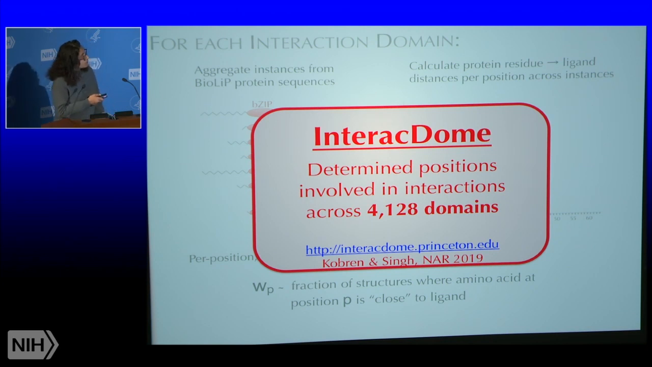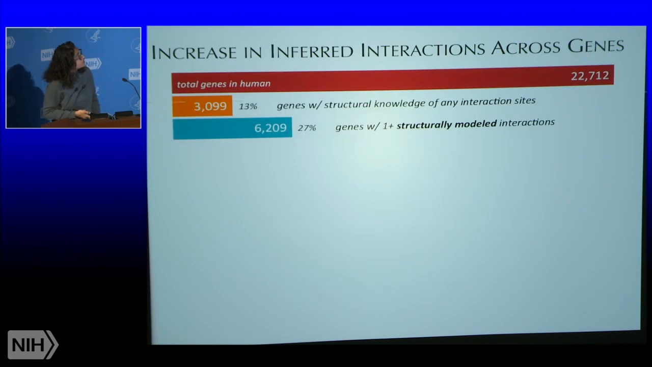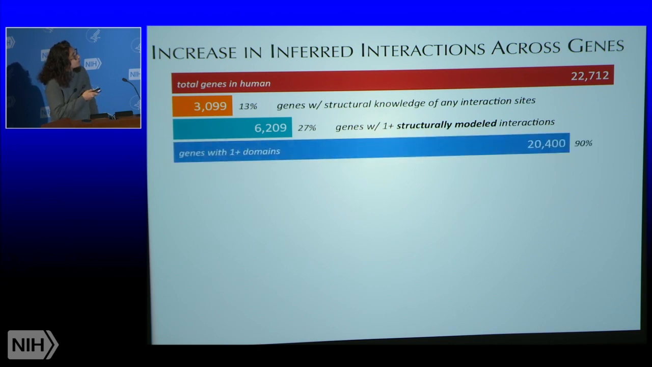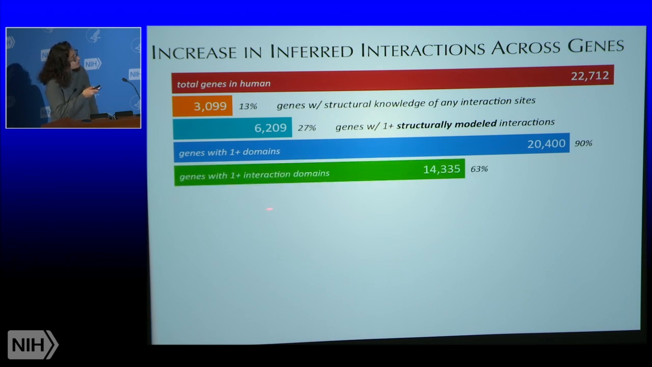Then you can say, I have a domain, and I know the positions, by aggregating structural information, that are the ones interacting with ligands. Now I can find domain matches within human protein sequences and transfer the information from the domains to the sequences themselves. That's what we did. As I mentioned, up until this point, we had 27% of human genes where we had some structurally modeled interaction. I told you before that about 90% of human genes have a domain, and it turns out that about two-thirds of human genes have an interaction domain that we're able to model. So we were able to go from naively 13% of genes where we had some information about interaction sites to about two-thirds of genes.